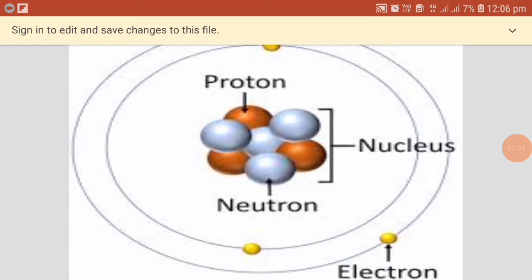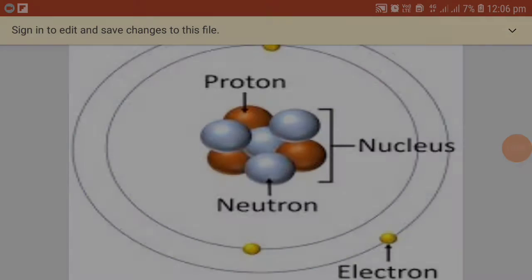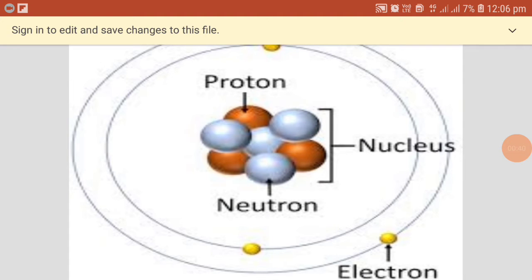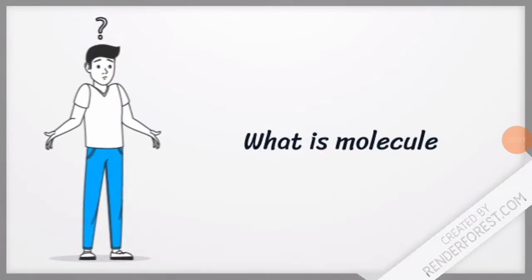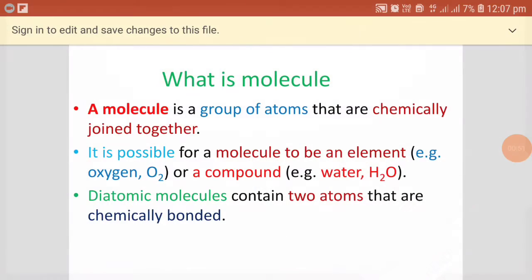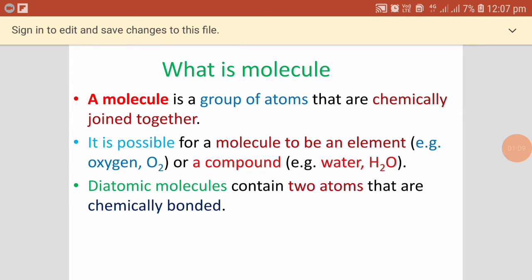So this is the structure of the atom. At the center we can see the protons and the neutrons, and the electrons are revolving around the nucleus. What is a molecule? A molecule is a group of atoms that are chemically joined together. It is possible for a molecule to be an element or a compound. For a molecule of an element, an example is oxygen. Both atoms are the same element, that is, O2 means two oxygen atoms. So both are the same element, and we can say it is a molecule of an element.